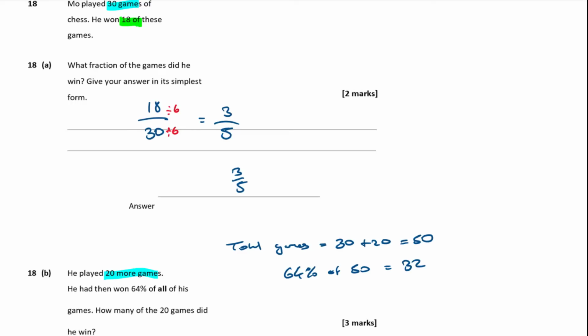So how many games of the 20 did he win? He'd already won 18 the first time around, and now he's up to a total of 32 wins. So his new wins is going to be the 32 wins minus the 18 wins he'd had earlier. So 32 minus 18, what's that, 14? So he's got 14 new wins then. So he won 14 of the 20 new matches. Okay, seems to be improving.